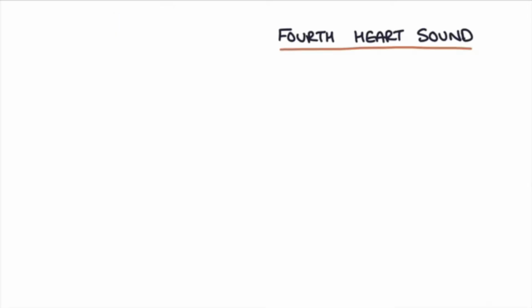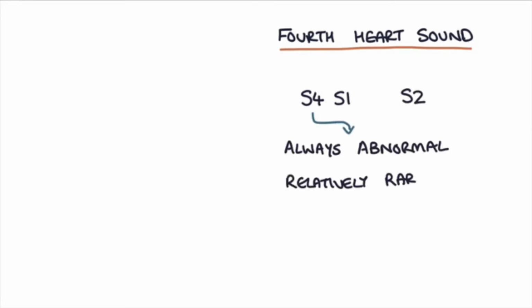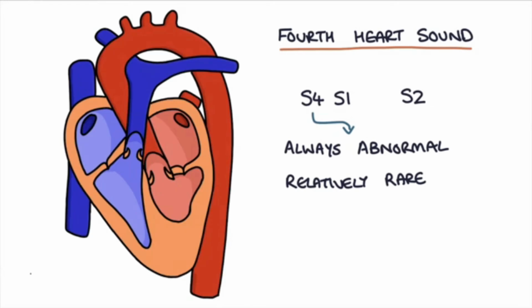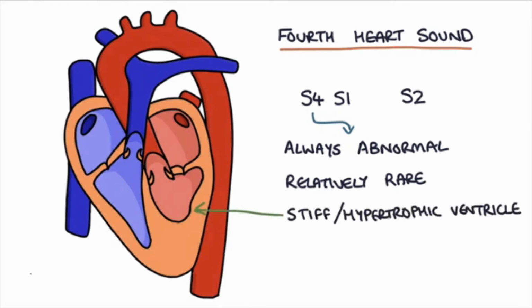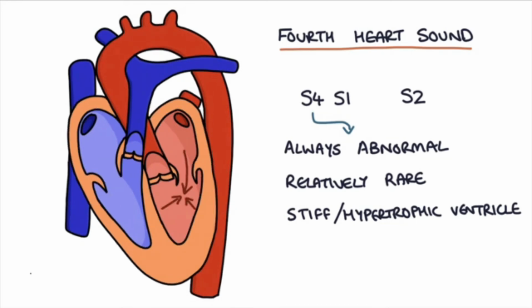Now let us discuss the fourth heart sound, S4. This S4 appears slightly before S1, and it is always abnormal and relatively rare. This is due to the stiffness of the same chordae tendineae muscles, and it is called hypertrophic ventricles. This is due to the flow of blood into the ventricles and hitting the walls. This is called the turbulent flow of the blood.